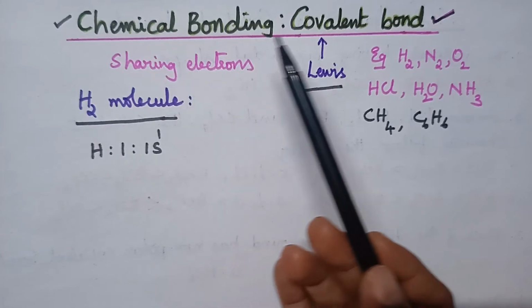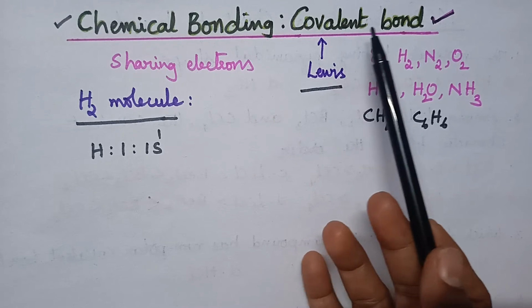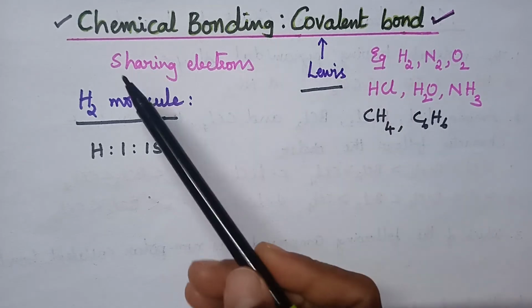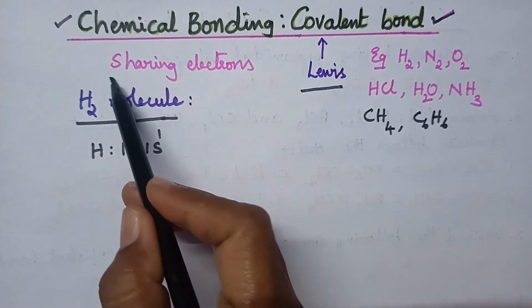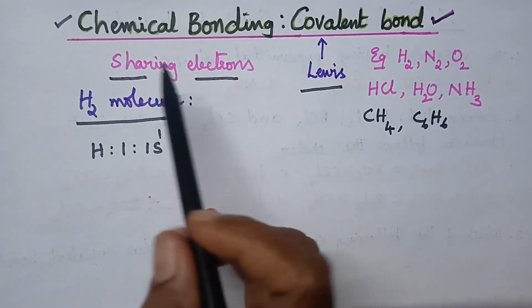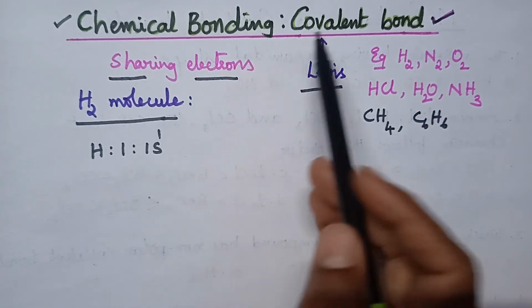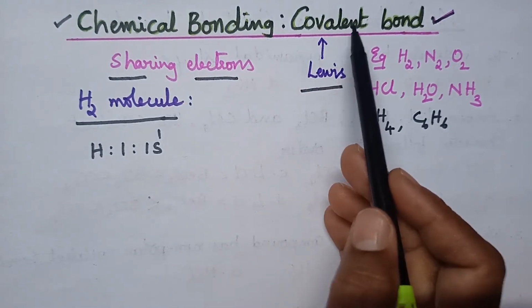In this video, I am going to discuss in detail about the covalent bond. Lewis proposed the covalent bond. A covalent bond is formed by the sharing of electrons. So, a chemical bond which is formed by the sharing of electrons is called the covalent bond.